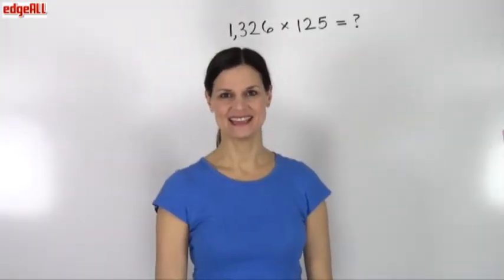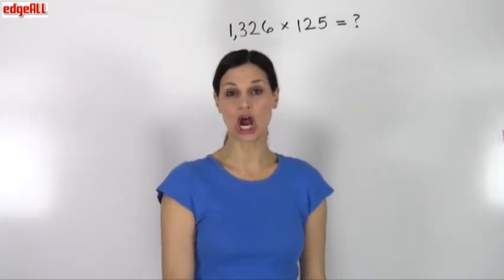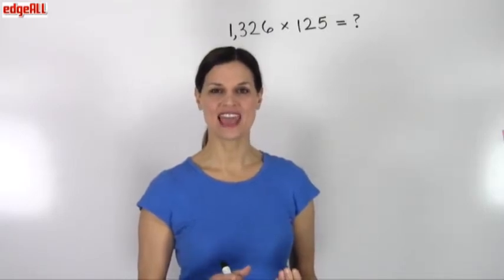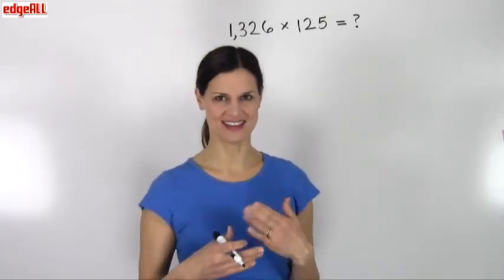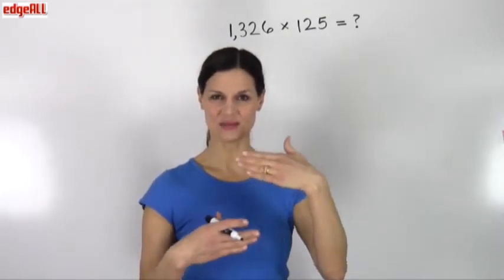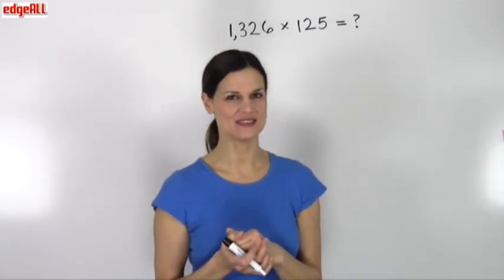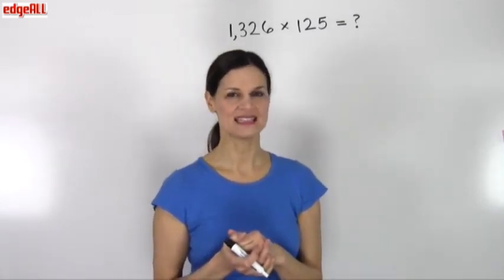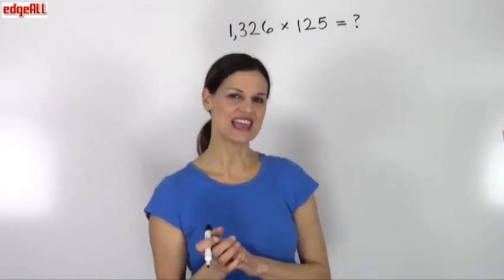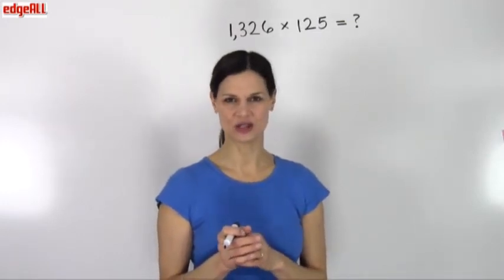In this lesson, we're going to look at a couple of ways to multiply really large numbers. One method is the vertical method that we've already learned in multiplication, where we stack our two numbers on top of one another. And then we're also going to look at using the distributive property with some very large numbers.